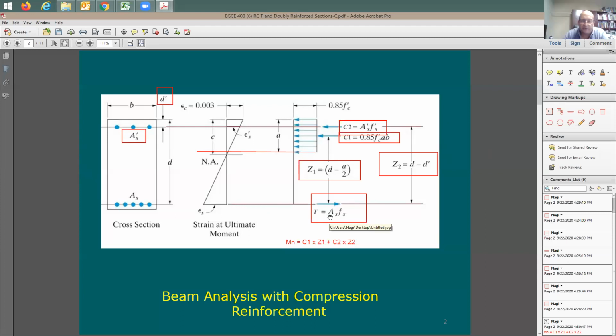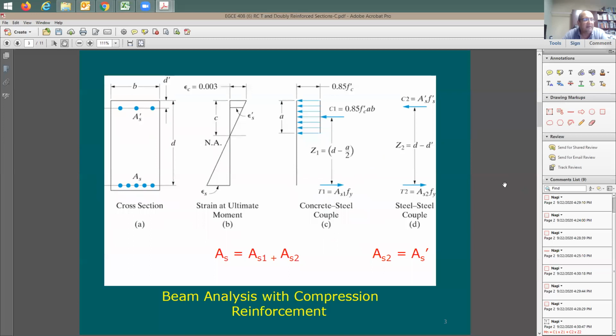Look here at this tension force. This tension force is equal to AS times FS. I know that this tension is going to be equal to C1 plus C2. Which means I have two couples, right? A couple means a moment. So one couple is going to be equal to C1 times Z1. The other couple is going to be equal to C2 times Z2. As if this tension force here is going to be composed of two tension forces. One of them is going to be equal to C1 and the other one is going to be equal to C2. So, okay, yeah, this makes sense.